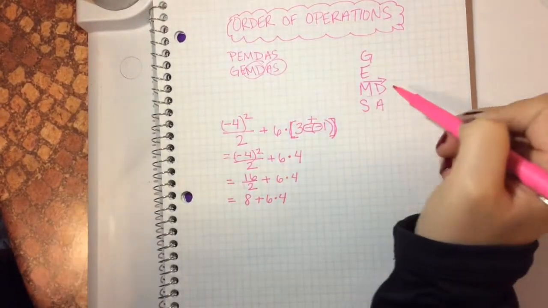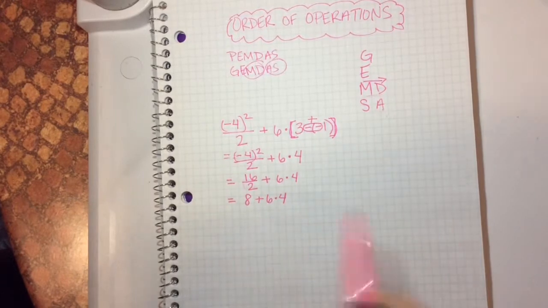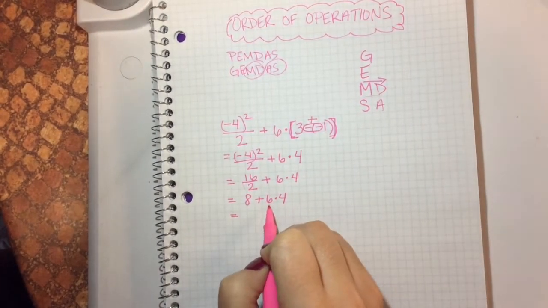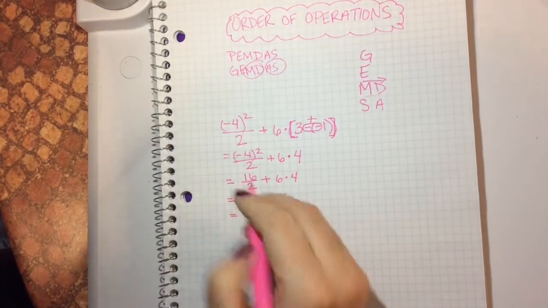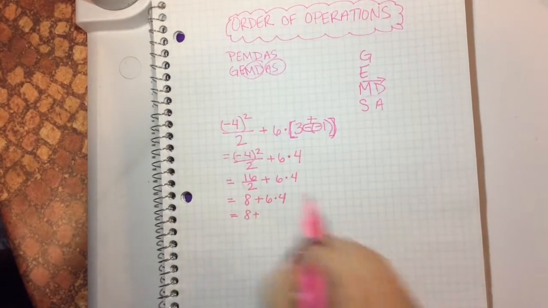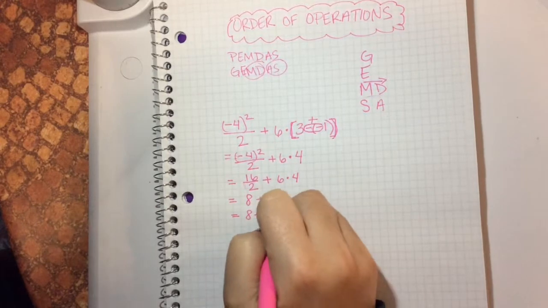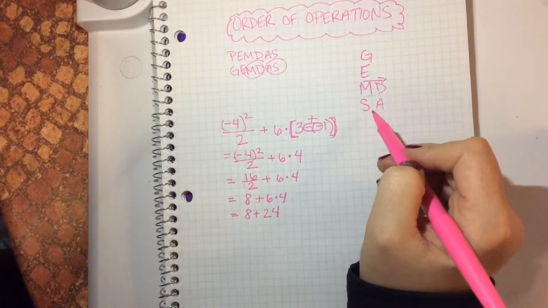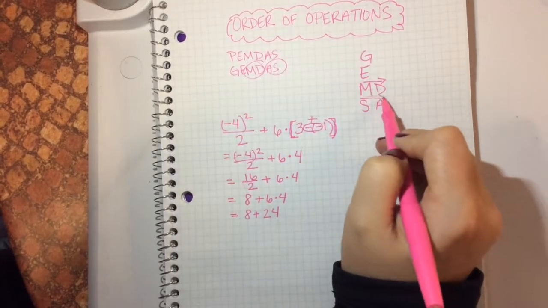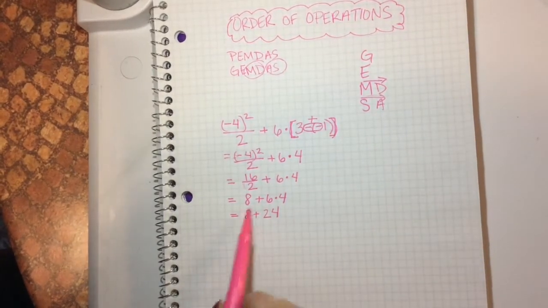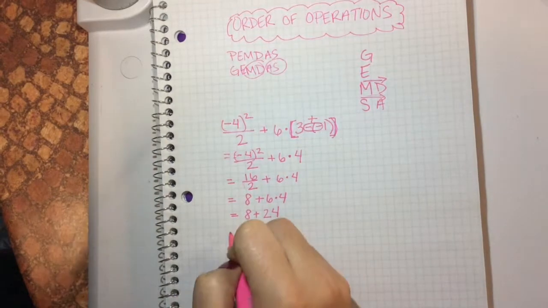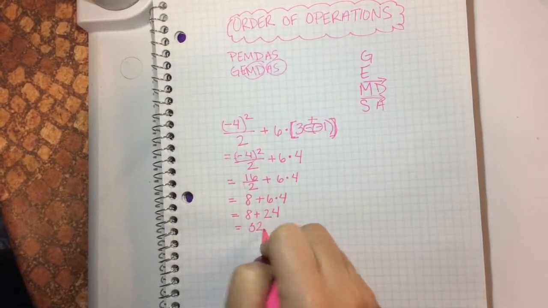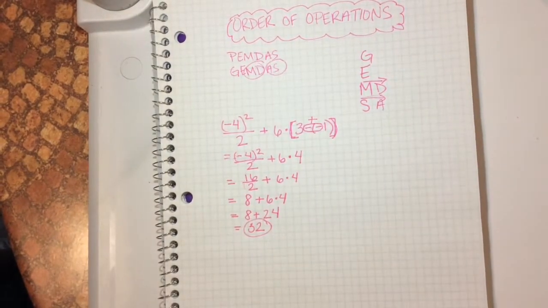Now I'm not done with my multiplication and division because I still have some multiplication here. So I want to multiply those together. The 8 comes down just like it is, and then 6 times 4 gives me 24. Then I have one last step, subtraction and addition. Again, this is going left to right. Right now I only have addition though, so I don't have to worry about anything else. So 8 plus 24 is 32, and that would be my final answer.